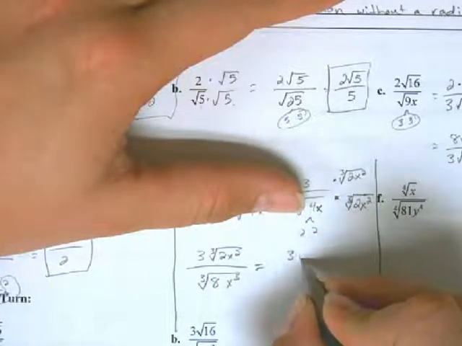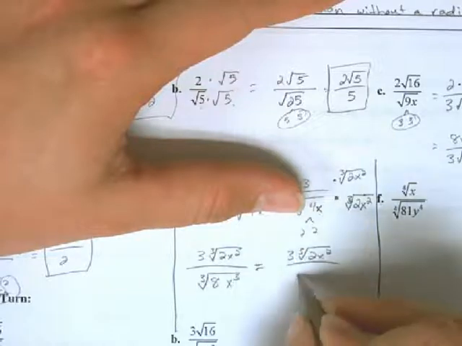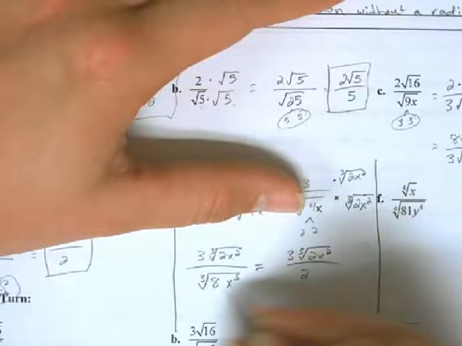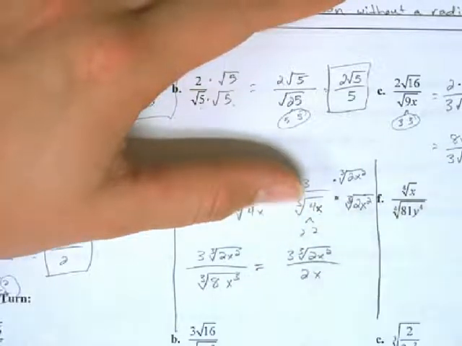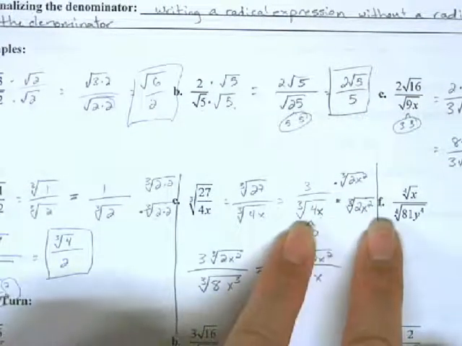So top part, 3 cubed root 2x squared, all divided by, okay, the cubed root of 8 is 2, and the cubed root of x cubed is x. And that's what we were trying to do. We tried to make a perfect group of 2's and a perfect group of x's, okay? That was the whole goal there.